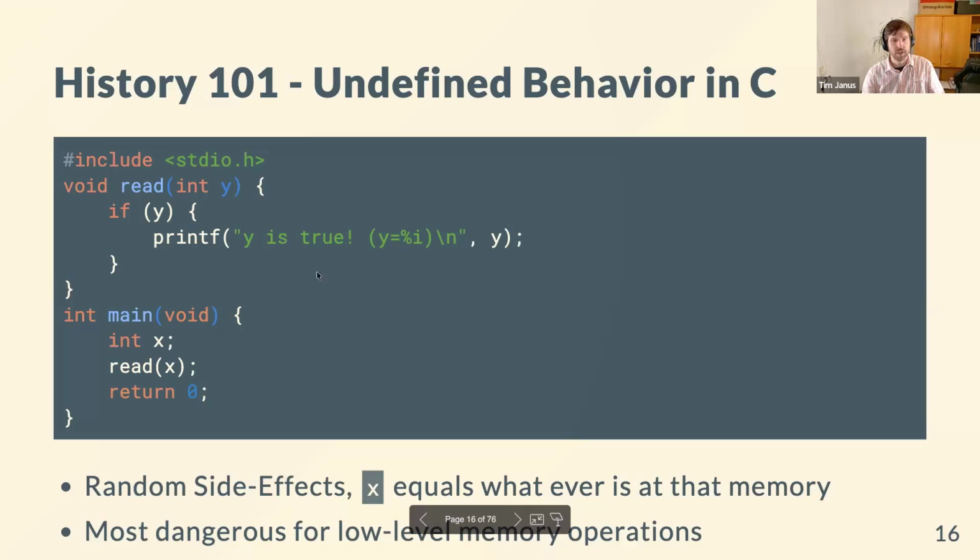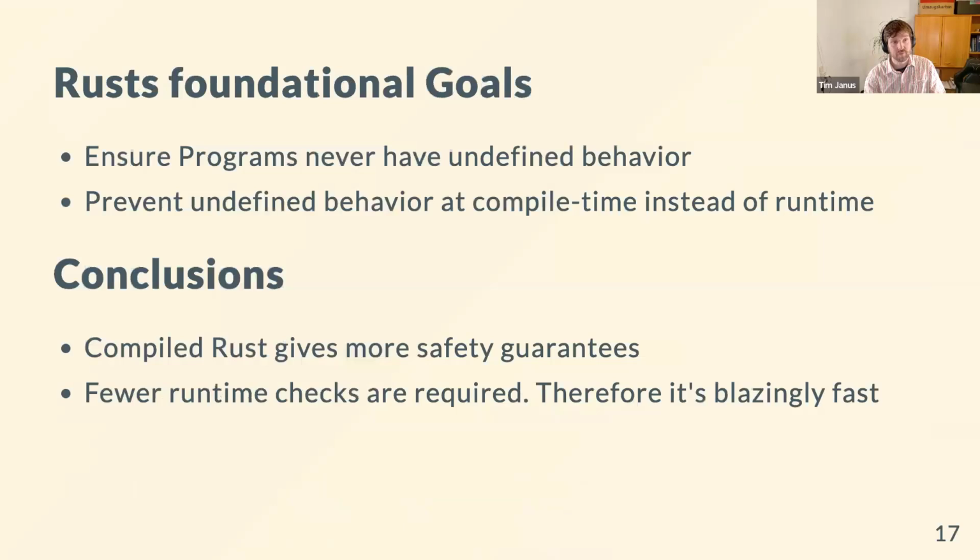And it's most dangerous when you combine this with low-level memory operations, asking for memory or accessing it at the wrong parts. And Rust's foundational goal is first to ensure there is never undefined behavior, and to prevent that at compile time instead of runtime. So you get more safety guarantees, but at the same time you get a blazingly fast binary.